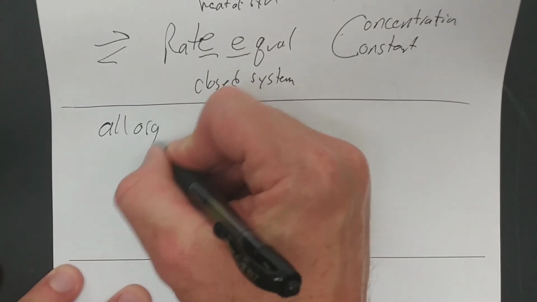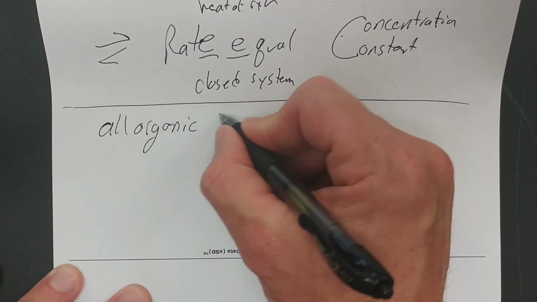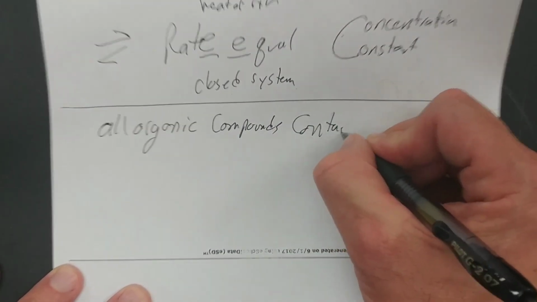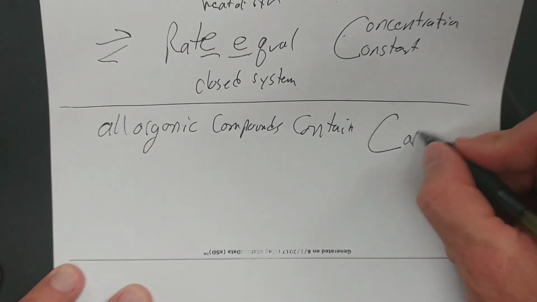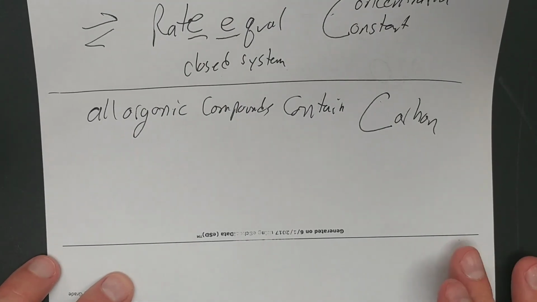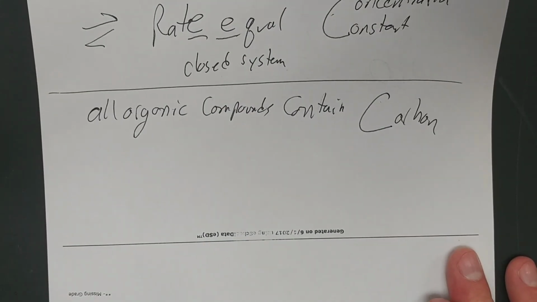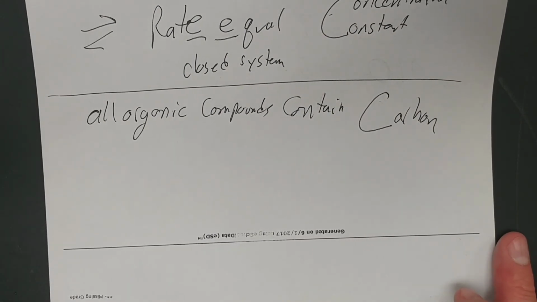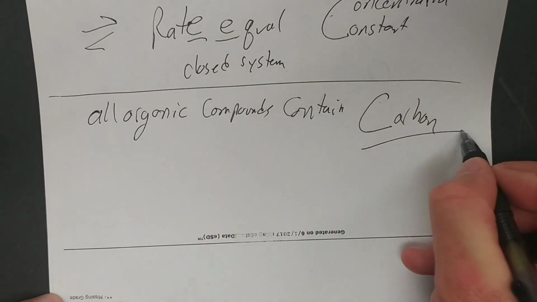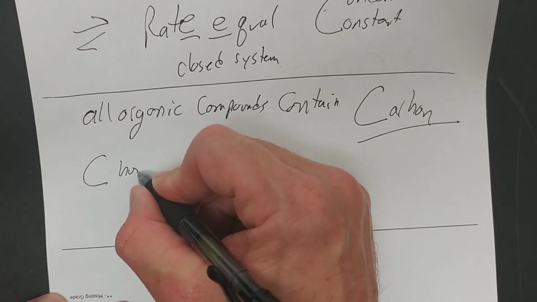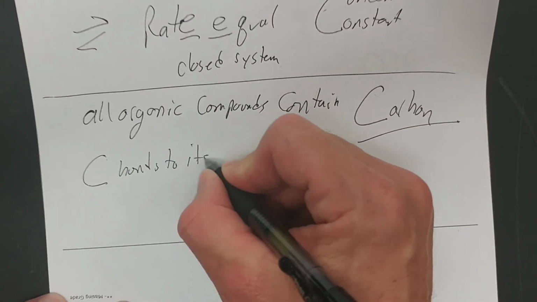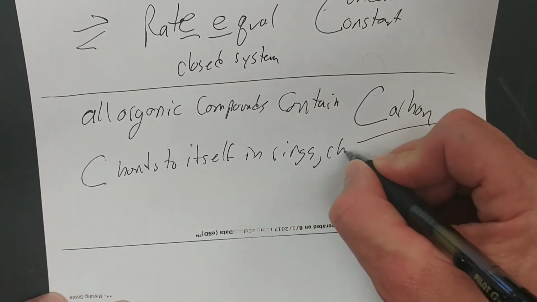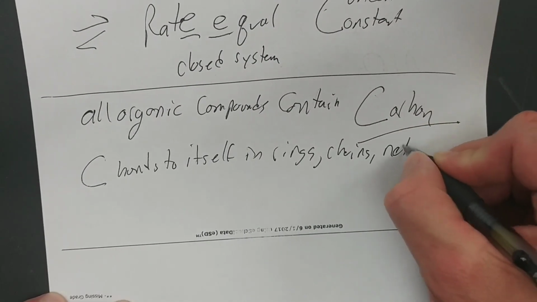All organic compounds contain carbon. That is always the answer for the element present in all organic compounds. Most have hydrogen. A lot have oxygen. Those are never the answer. It's always carbon. Carbon bonds to itself in rings, chains, and networks.